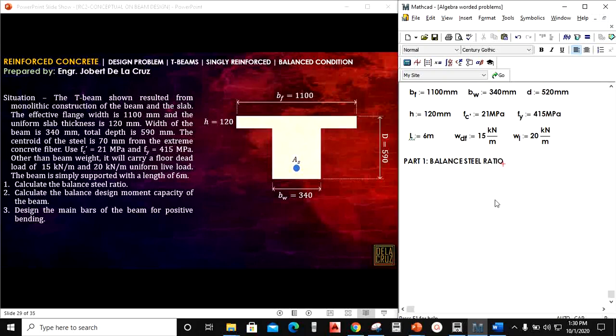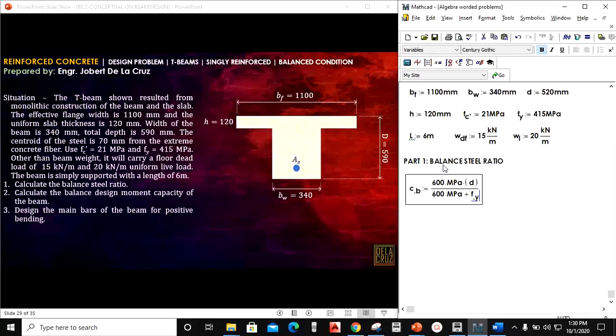Okay, for part 1, calculate the balance steel ratio. Okay, so unlike sa rectangular cross-section, we can use that formula, the row balance here. Hindi. We should calculate it manually. So, uunahin ko yung C balance. Okay? We can use the C balance kahit anong section because this is derived sa ating strain diagram. Okay, using the C balance formula, that is 600 times D over 600 plus Fy.